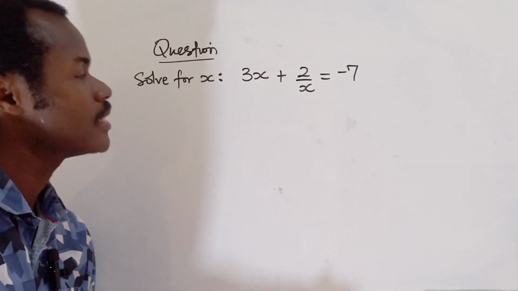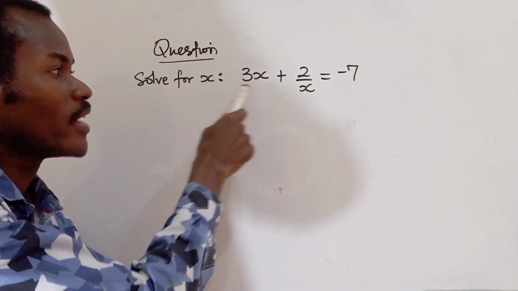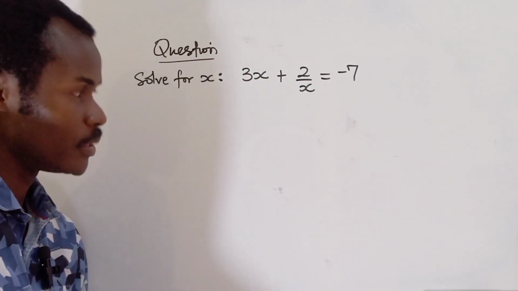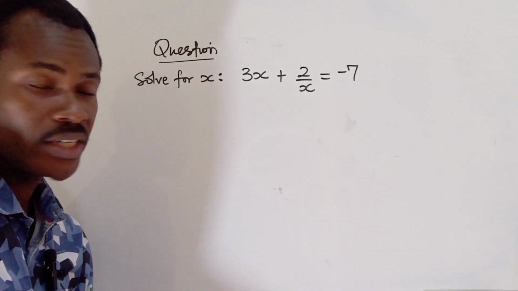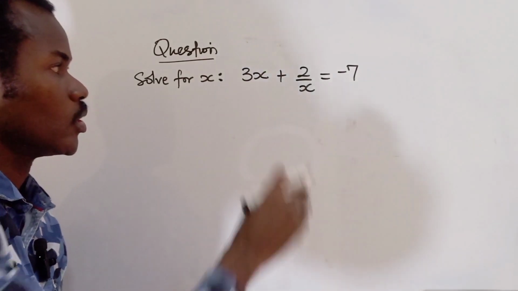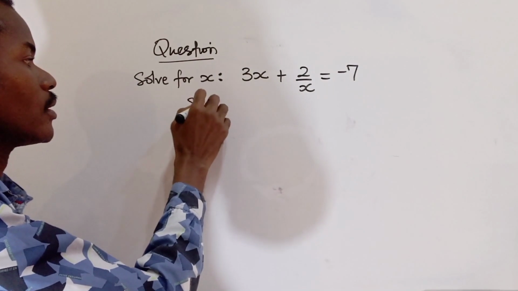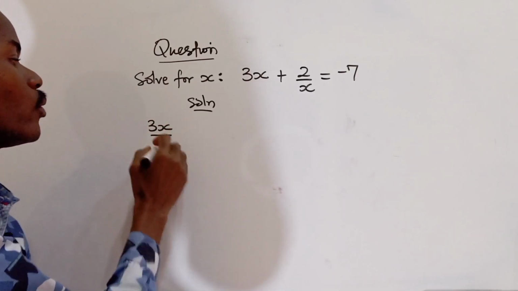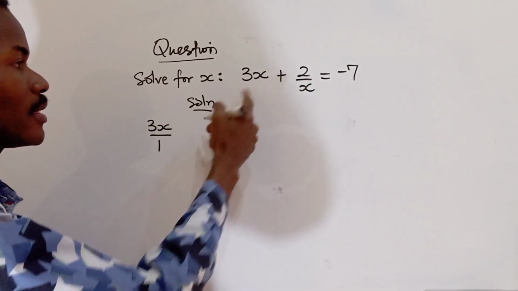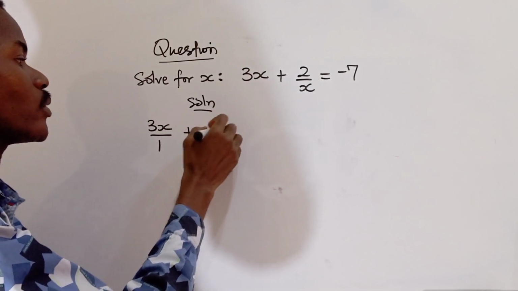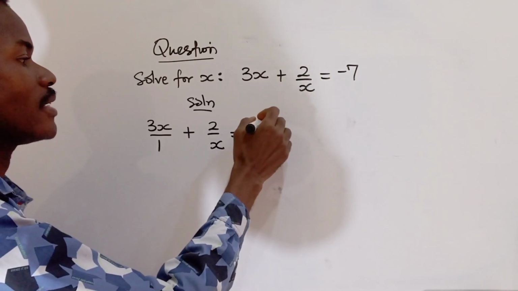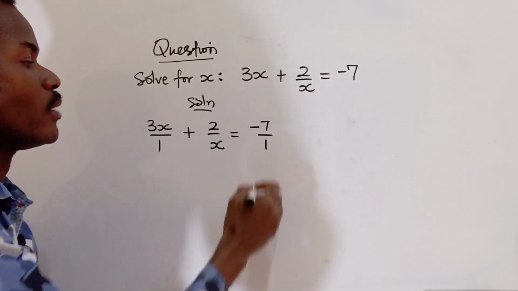It's on quadratics, because the question says we solve for x. Now we can simply rearrange or rewrite this such that I can say this is 3x divided by 1. So this means still 3x plus 2 divided by x is equal to, we can also write this as minus 7 divided by 1.